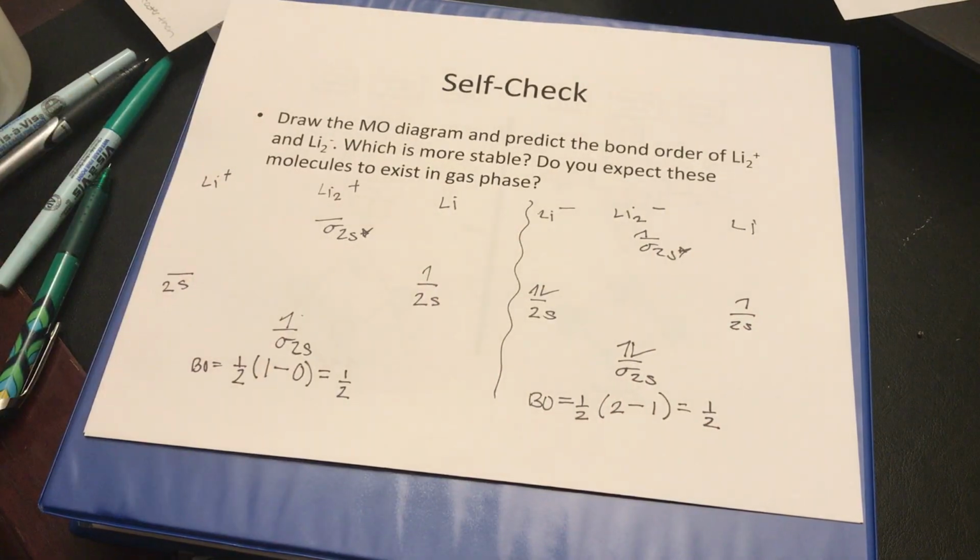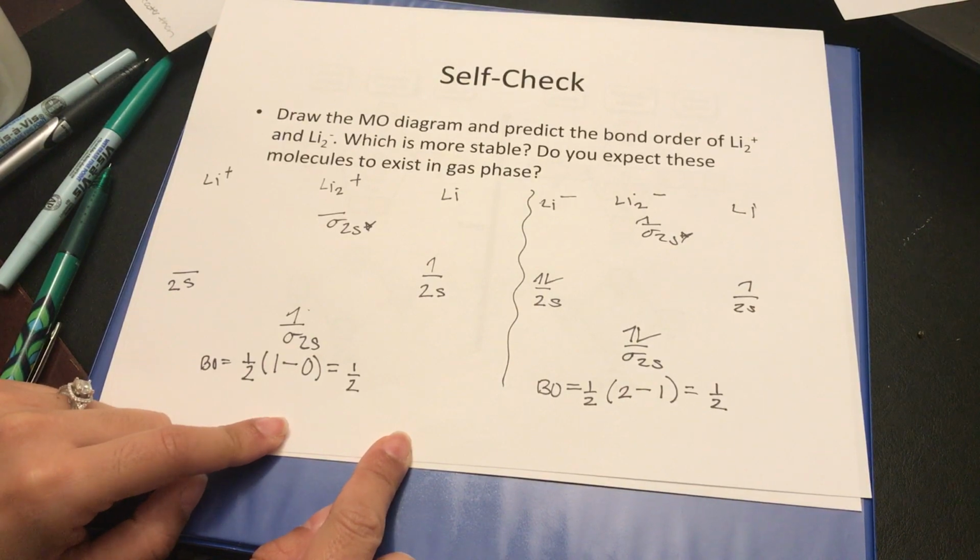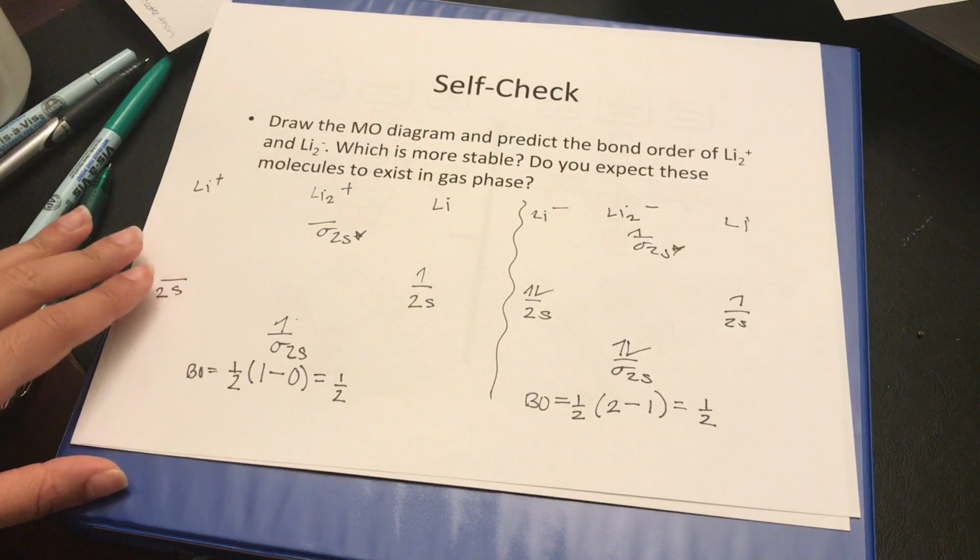So which one is more stable? Either. They're both equal in stability because they both have a bond order of 1/2. Therefore, they both exist in gas phase.